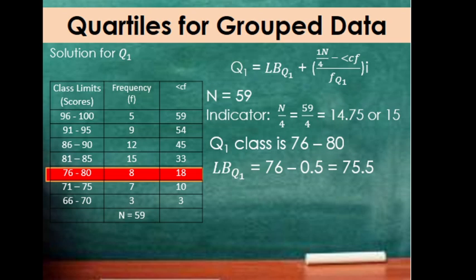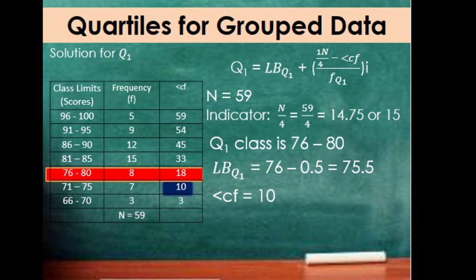Okay, so next, kailangan natin kunin yung less than cumulative frequency. Sabi, yung less than cumulative frequency is the frequency below the quartile class. So, kung ito yung ating quartile class, yung 76 to 80, ang kukunin natin is yung frequency below the quartile class, and that is 10.